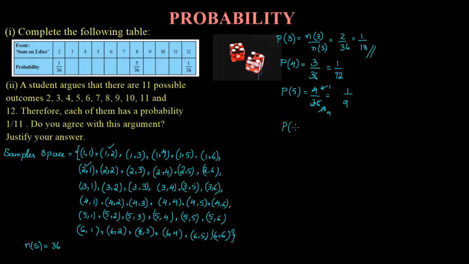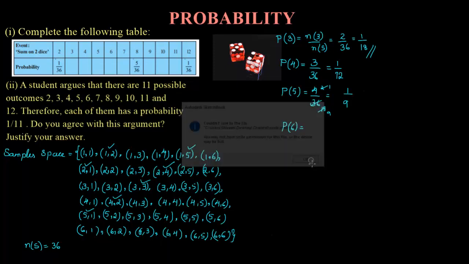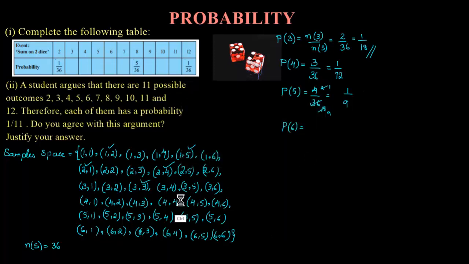Then P of 6. I need to get the sum as 6. So here this is the one option, then this 1, 2, 3, 4, 5. Right? Do I have any other option? No, I don't have. So, 1, 2, 3, 4, 5. So, total of outcomes that there you have the total as 6 is how much? 5, right? So, 5 divided by 36. So, you cannot reduce it further. So, keep it as it is.